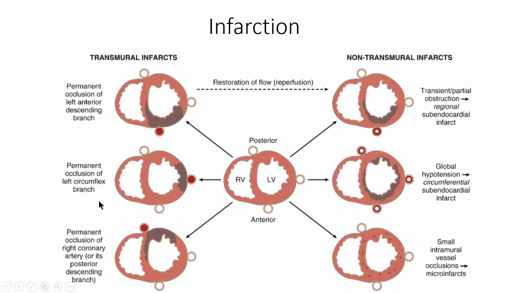Consequently, a permanent occlusion of the left circumflex is going to affect the left ventricular wall, and an occlusion of the right coronary artery that comes around to the back of the heart could produce a posterior wall infarction and a little bit of ventricular septum infarction.